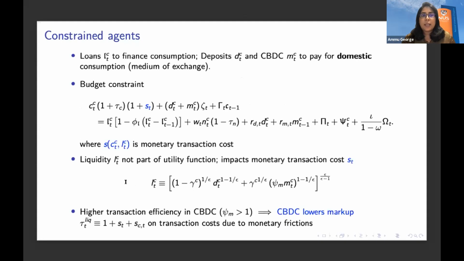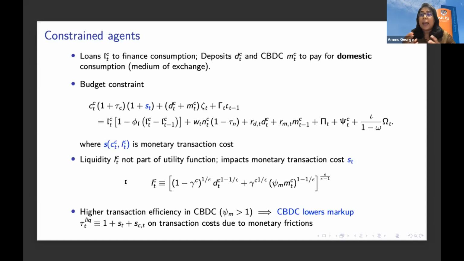Next, we have the constrained agents. Constrained agents comprise the majority of the households. They are financially constrained, so they require loans to finance their consumption needs. The banking sector follows exactly the Bardi and Kumhof framework, where loans are a means of credit creation. To pay for their consumption needs, constrained agents use both deposits and CBDC. Deposits and CBDC act as both a medium of exchange as well as an asset for constrained agents.